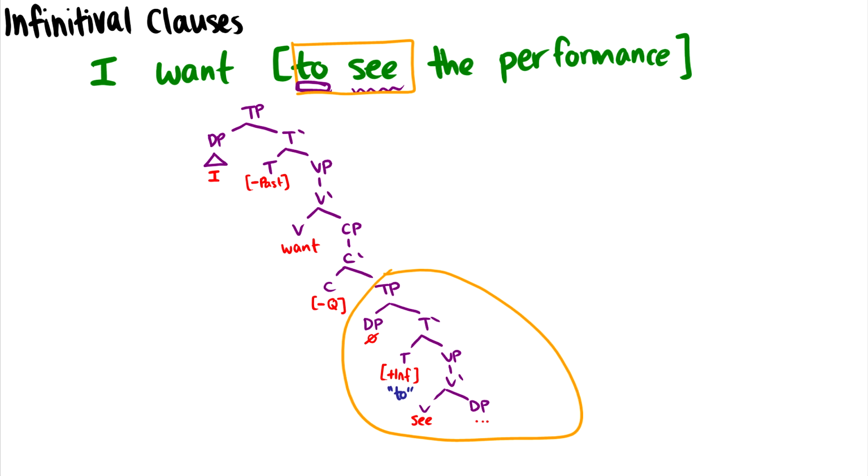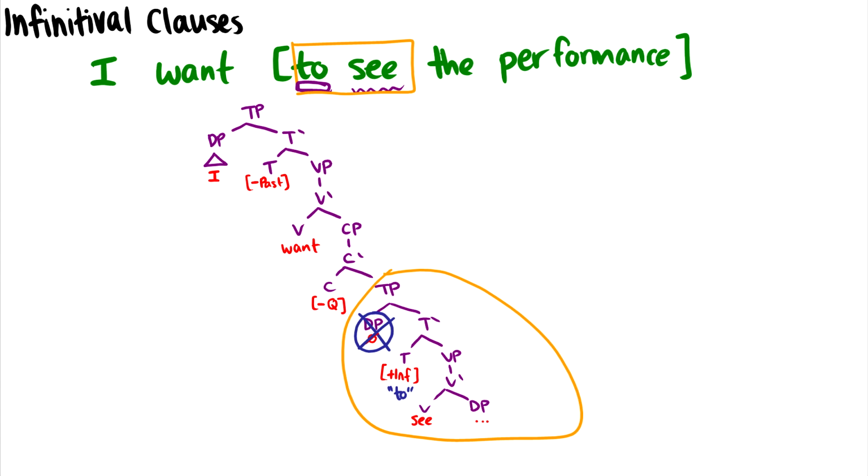I like to put plus inf as a feature, because then we also know there's no past or present tense on it. We also know there's no modal there as well. And this is just realized as to. So I want to see blah, blah, blah. In this case, we have to. Generally, we don't have anything as our subject DP. So this to does not allow us to have a subject within the infinitival clause.